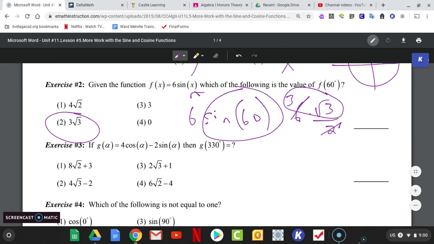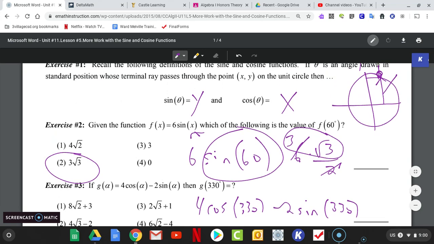If g of a equals 4 cosine a minus 2 sine a, then what's g of 330? We're just plugging it in: 4 cosine of 330 minus 2 sine of 330. But what's 330 degrees? Let's look back over here, if you haven't memorized it. This is 360 over here, and there's 330 degrees. They want to know what that point there is. Did you memorize it yet? I don't know if you did, but that point right there is negative 1/2, comma, radical 3 over 2.